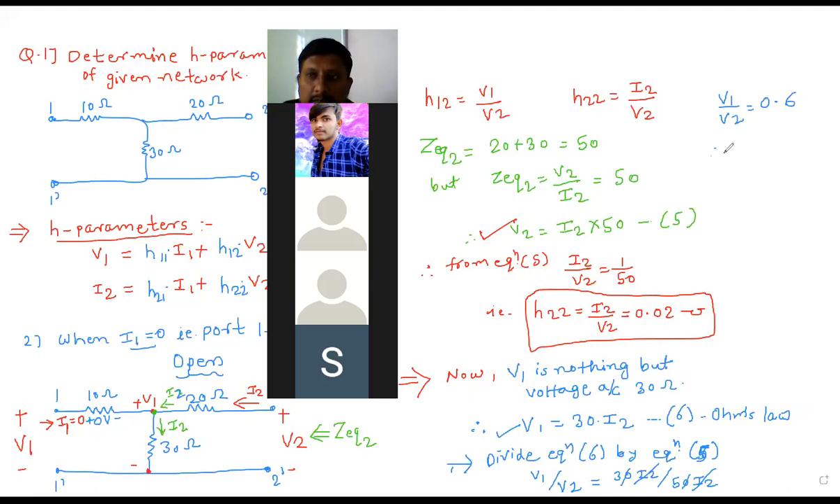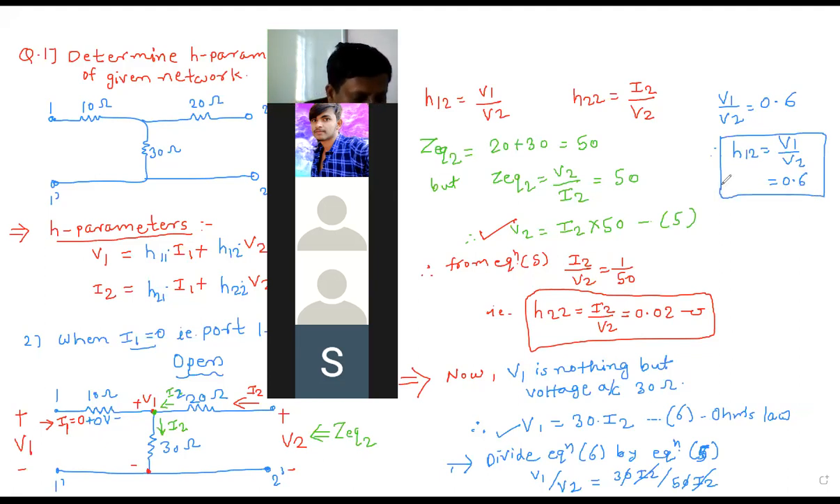So V1 upon V2 is nothing but H12. H12 is equal to V1 upon V2, which is 0.6. Unitless, it doesn't have a unit. Is that correct? Yes, sir. Okay. So finally, you can write all H parameters of this given network.